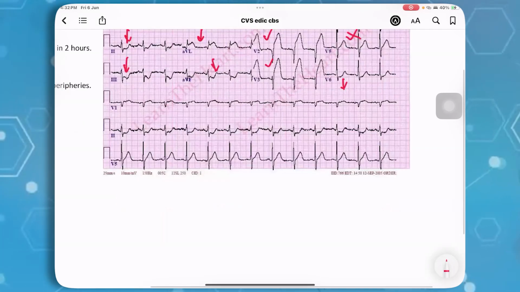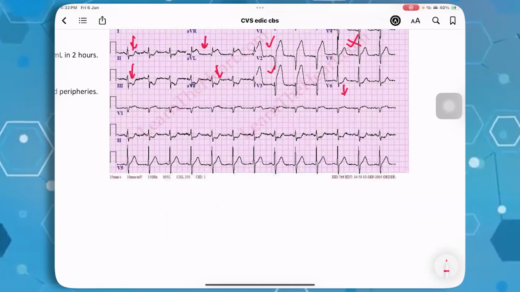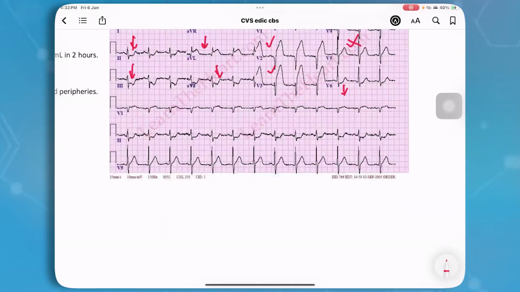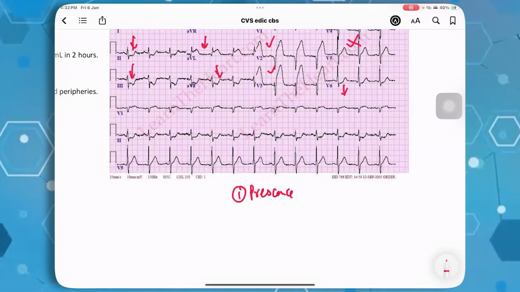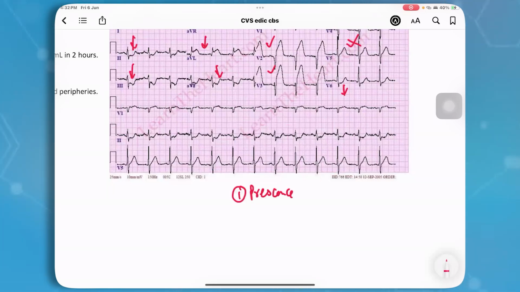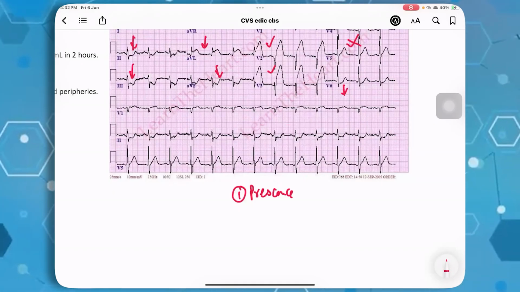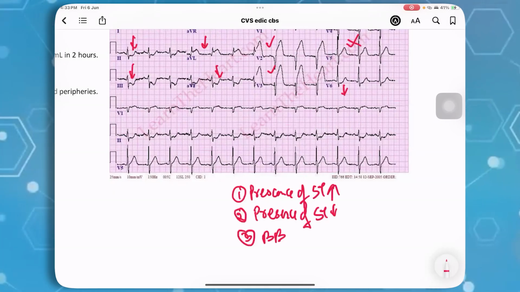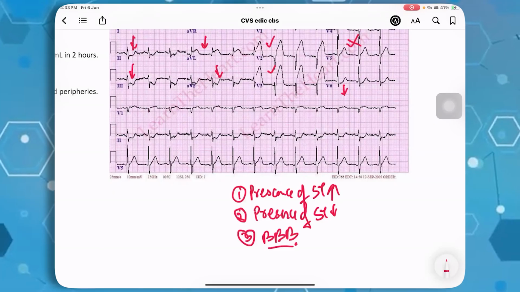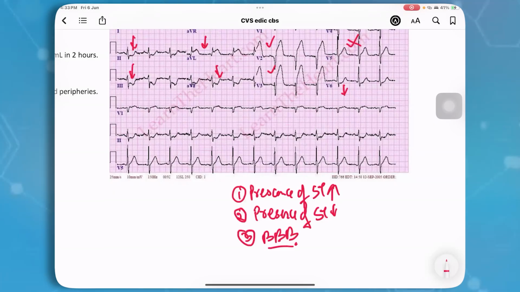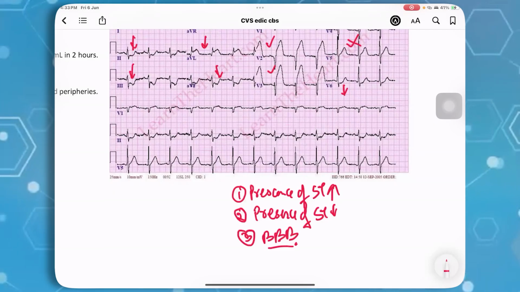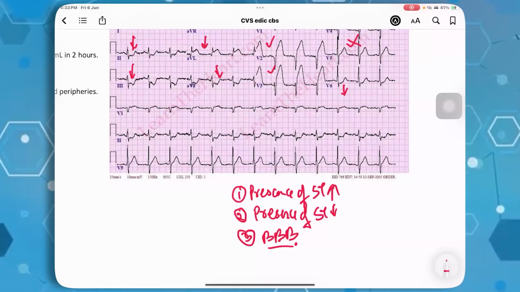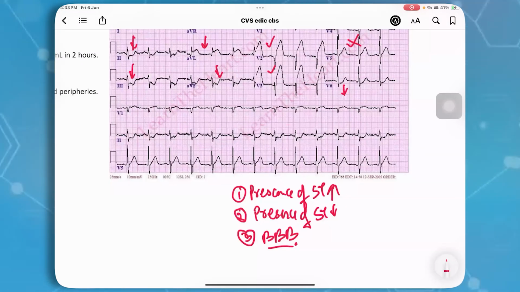Very good. So, when we are seeing the ECG changes, the ranking in order of importance is: number one, presence of ST elevation. Second is presence of ST depression. Third is bundle branch blocks. So this is how you should give importance to the ECG changes.